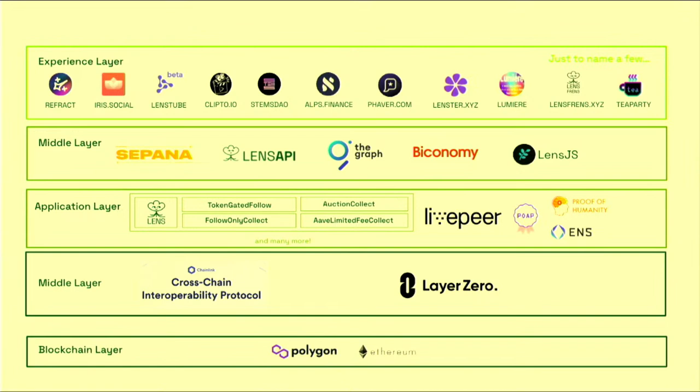And then there's the experience layer, the actual place where you go to experience the application, where your users are. So that is things like Lenster XYZ, Lens Friends, LensTube, each of those providing entirely different experiences made by combining applications beneath them, potentially across different chains. And so, you know, we think Lens apps use a slightly different structure than most normal ones.